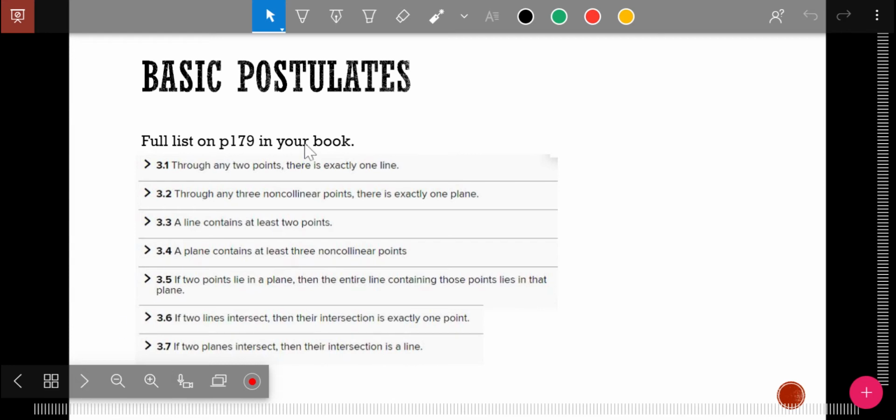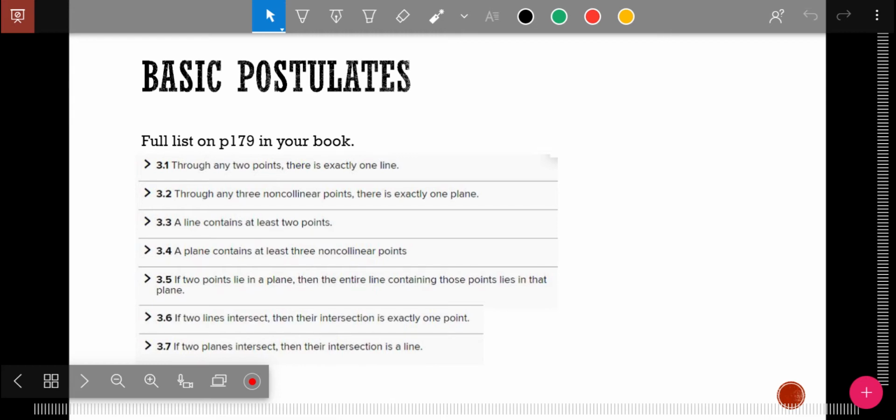And these postulates are not new. They're all in your book. The page 179, this was last year's edition, and some of the pages have changed this year. So it will be in the section. It might be the wrong page number, but that should get you close. But you're looking for 3-4.